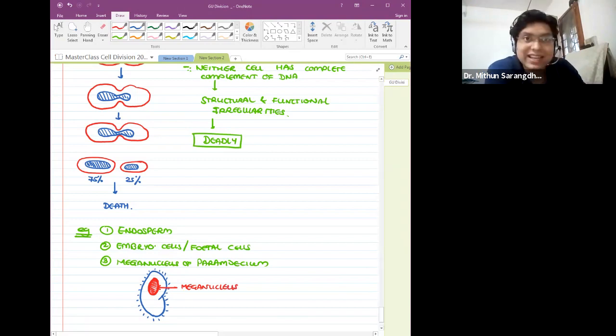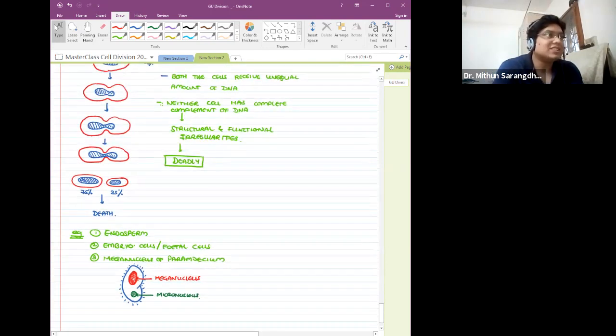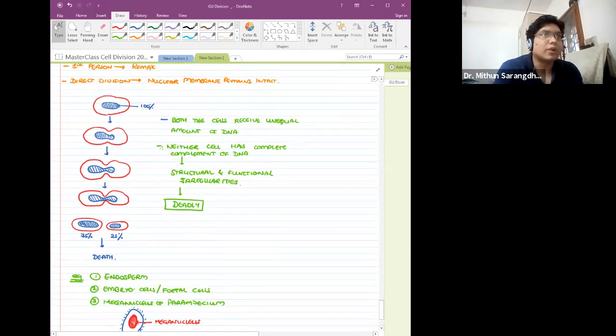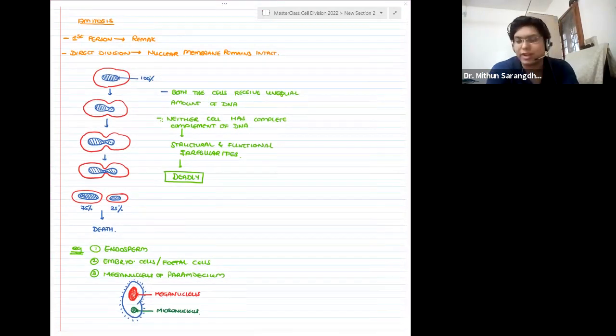And just like this, we have another one which is going to be really, really small. That small one is called the micronucleus. So meganucleus and micronucleus. This is how it is going to happen in mitosis. Guys, just have a look, just see if you are okay with this. If you're okay, then we will move ahead with mitosis.